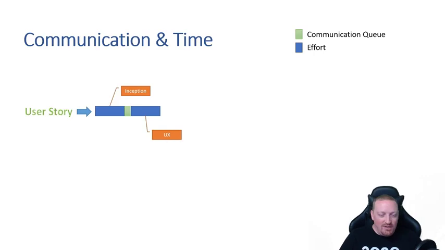Now, I want you to think about this green communication queue. There's no static amount of time. This could be anything from the very next day they start working on it, to several iterations, especially if the UX team is working in some sort of backlog and they have a lot of higher priority items. So what the inception team has devised may get thrown onto the pile of what UX needs to work on, but it's going to be a while before the UX team can actually get to it because they've already got a stack of work they've got to do.